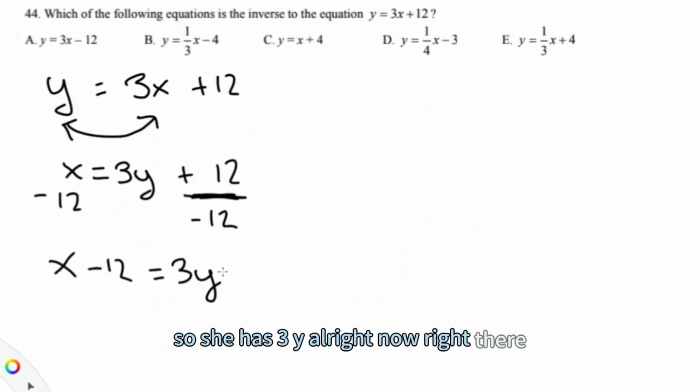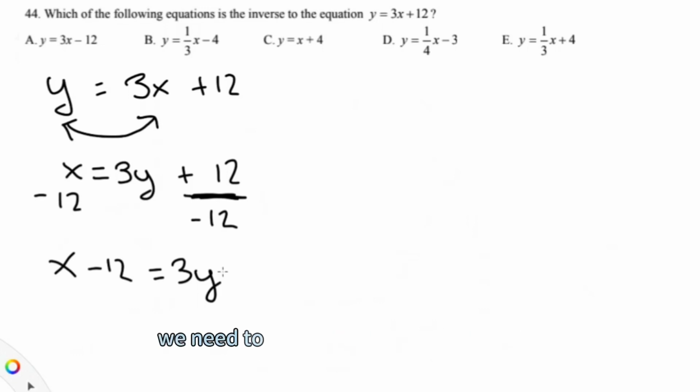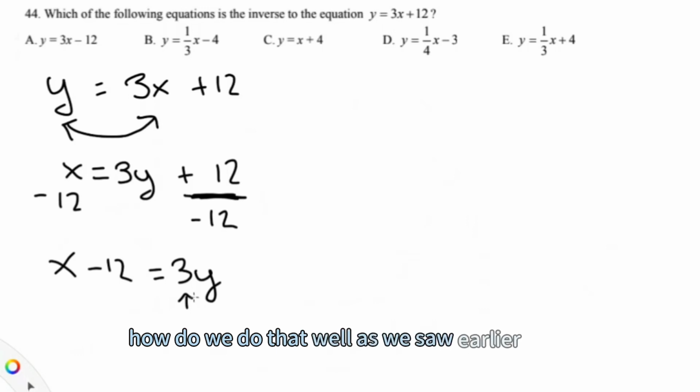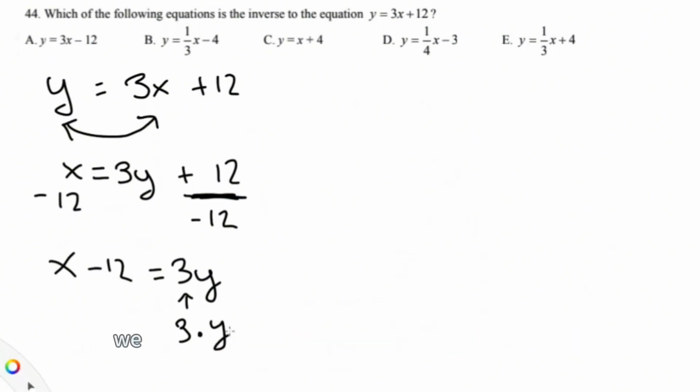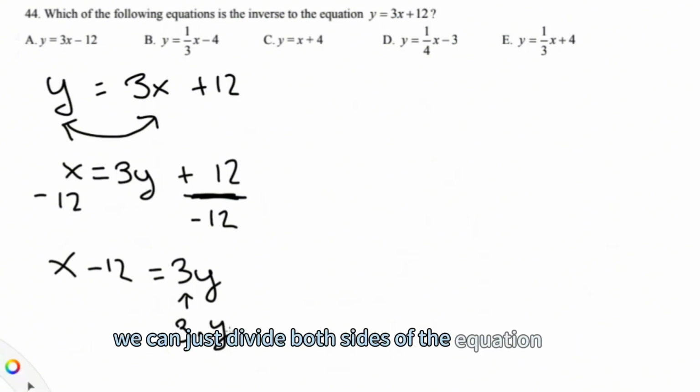Now we're right there. The last thing we need to do is get rid of this coefficient of 3. How do we do that? Well, as we saw earlier, when you have a coefficient of 3, that's just 3 times y, which means to get rid of that 3, we can just divide both sides of the equation by 3.